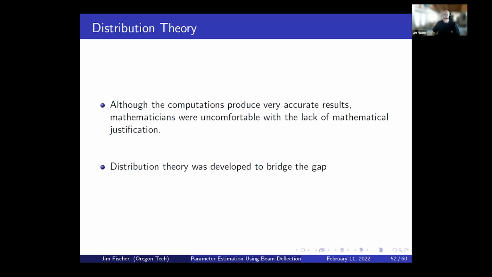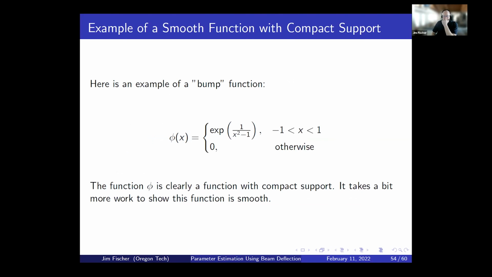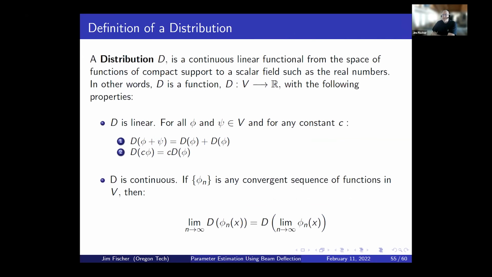Well, it's a little different. In the case of distributions, a distribution is a mapping where you start with functions of what we call compact support. So they vanish off of some closed interval, and then they're smooth. A classic example is this bump example here. And then we define the distribution as a functional from those functions of compact support into the real numbers.